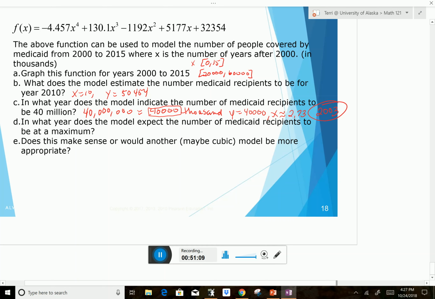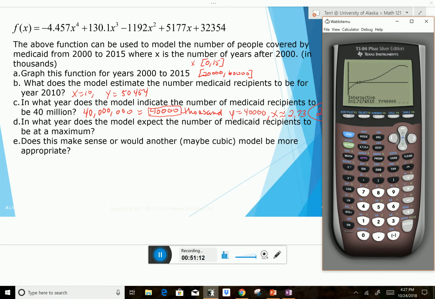In what year does the model expect the number of Medicaid recipients to be a maximum? So now we need to find what this is up here. So I'm actually going to go back and turn off this plot, or just clear it. We don't really need it. And once this is drawn again, here's our maximum right here. So let's go second calc, our maximum, number 4. We need our left bound. So we're going to go up here.